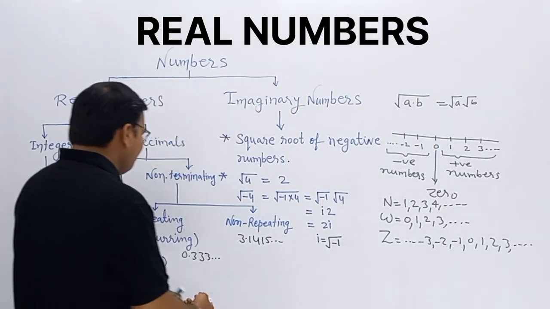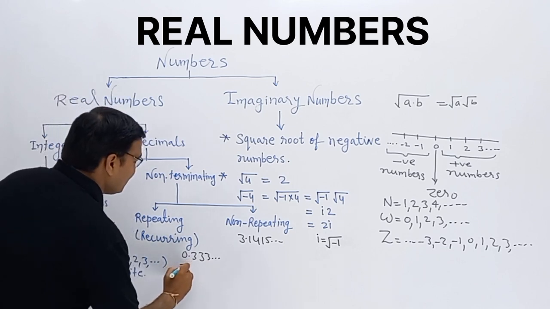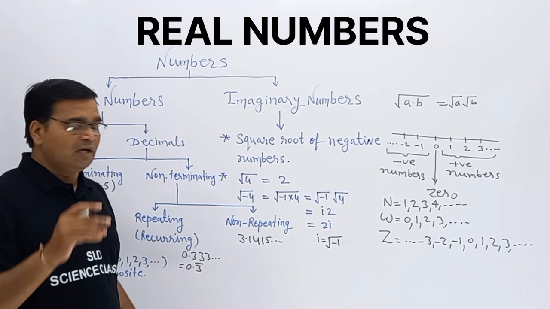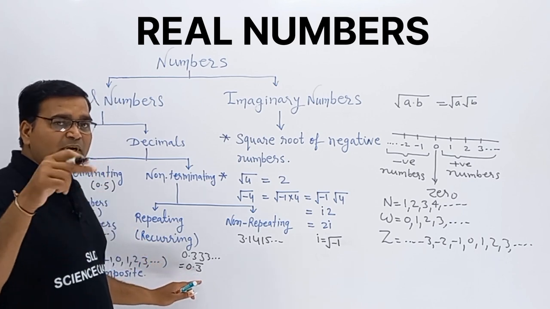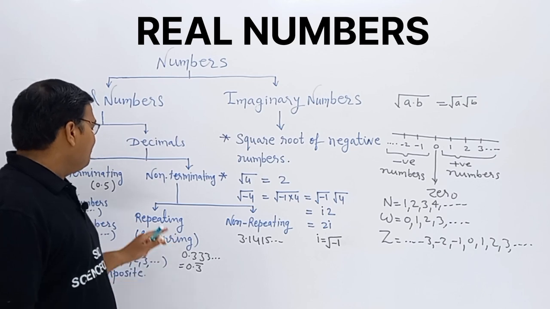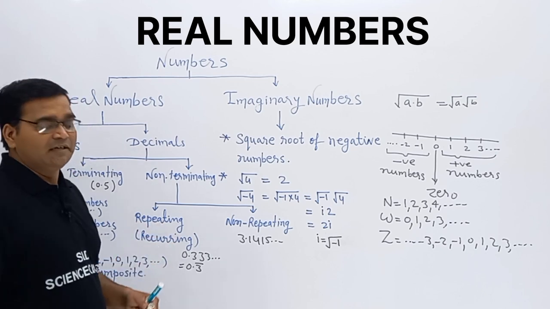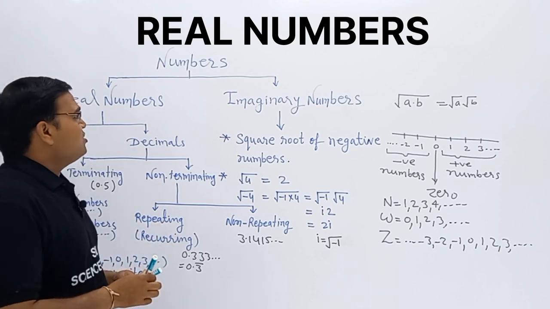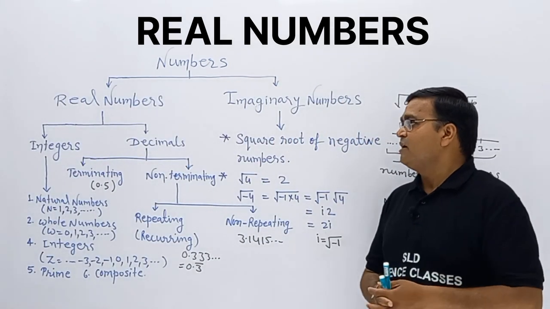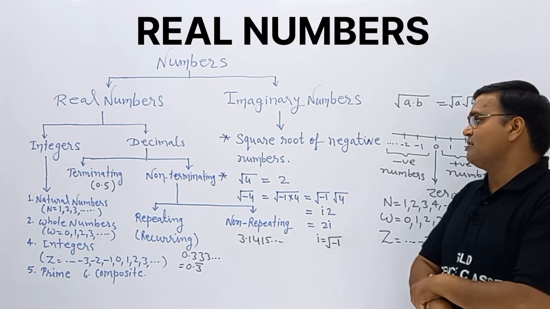This is the repeating number, so we can also write this one like this, 0.3 bar. Bar means the 3 after the point is repeating again and again. It is going 3, 3, 3 and so on. Repeating is also called what? Recurring.